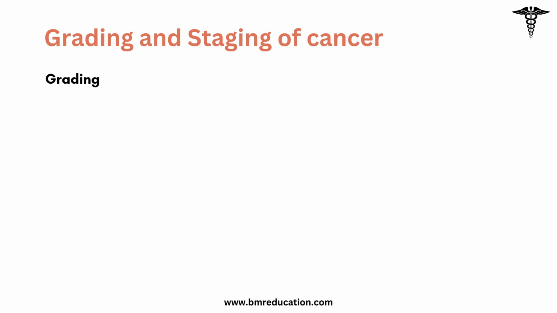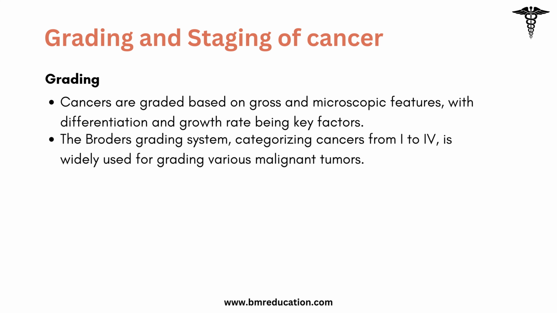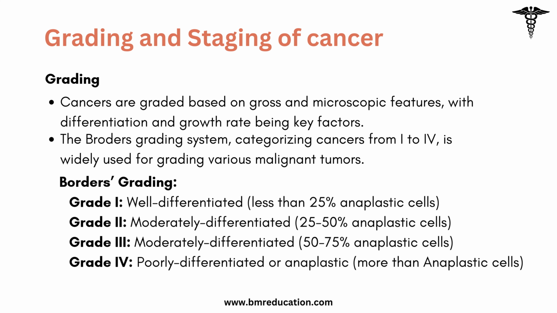Let's understand grading first. Cancers are graded based on gross and microscopic features, with differentiation and growth rate being key factors. The Broders grading system is a widely used system for grading various malignant tumors. Broders grading is as under. In grade 1, well-differentiated cancers. In grades 2 and 3, moderately differentiated cancers. And in grade 4, poorly differentiated or anaplastic cancers are categorized.